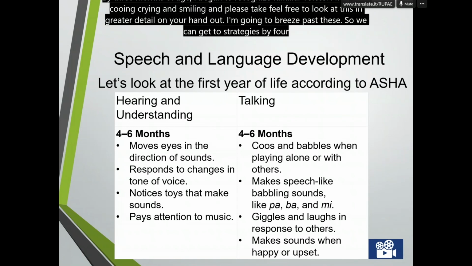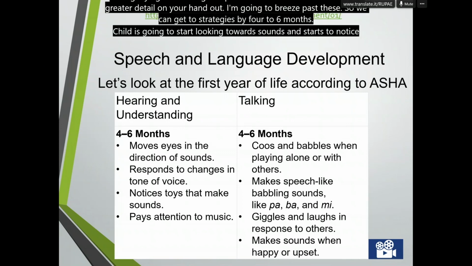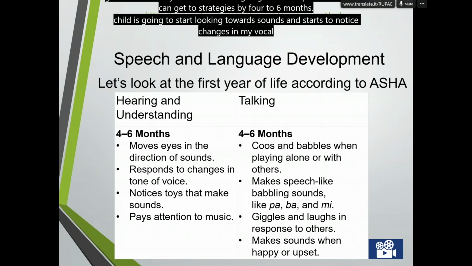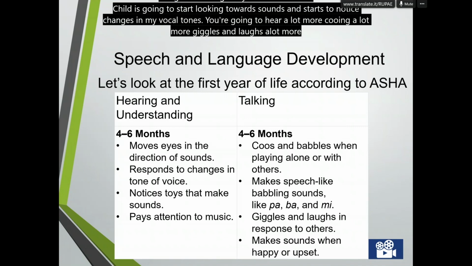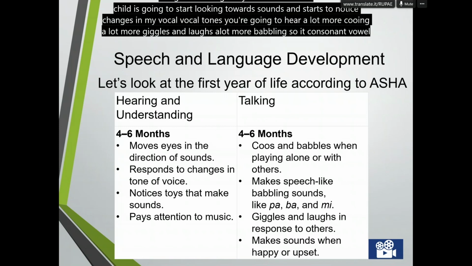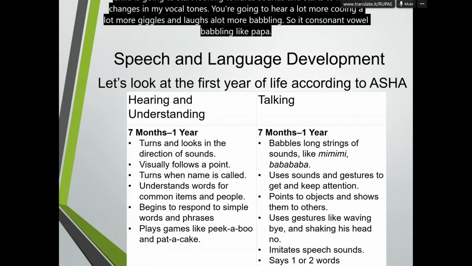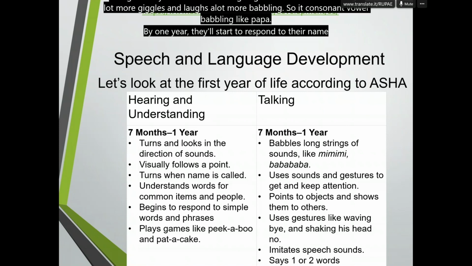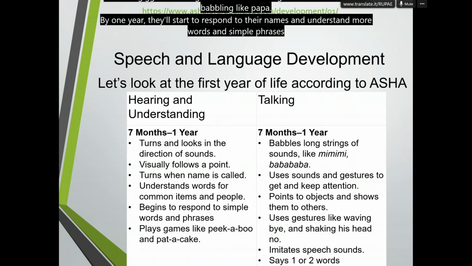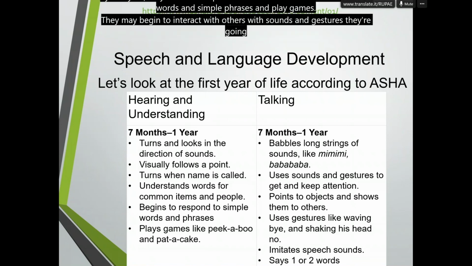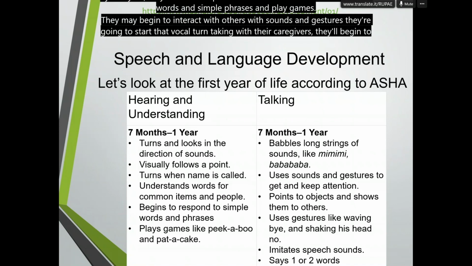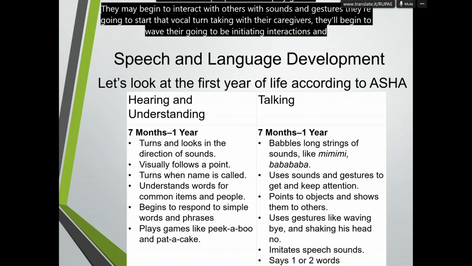By 4 to 6 months, my child is going to start looking towards sounds and starts to notice changes in my vocal tones. You're going to hear a lot more cooing, a lot more giggles and laughs, a lot more babbling. So consonant vowel babbling, like pa, pa. By 1 year, they'll start to respond to their name and understand more words and simple phrases and play games. They may begin to interact with others with sounds and gestures. They're going to start that vocal turn taking with their caregivers. They'll begin to wave. They're going to be initiating interactions, and then they're going to be able to say 1 or 2 words.